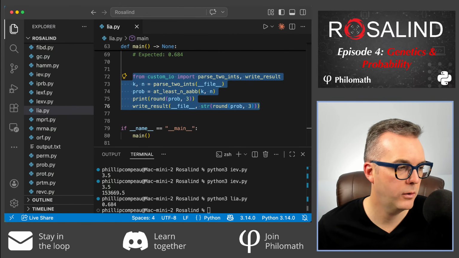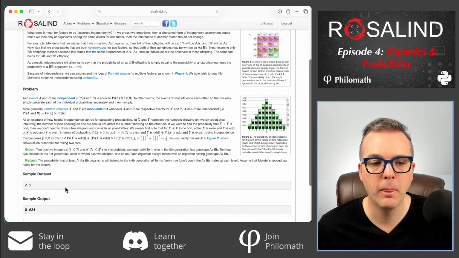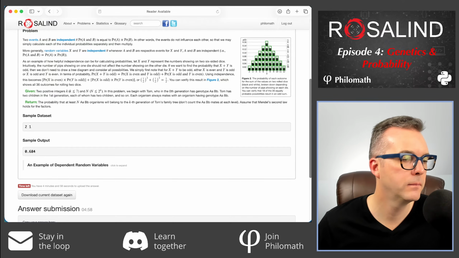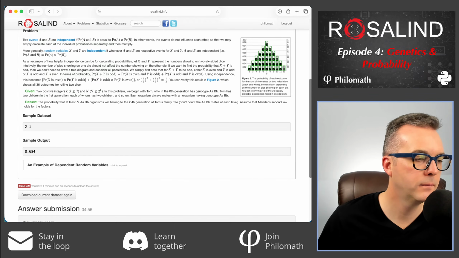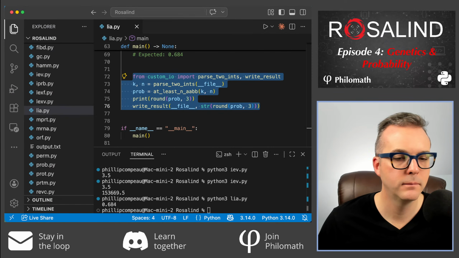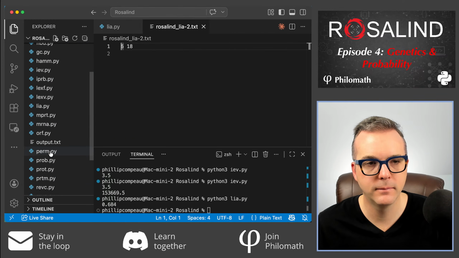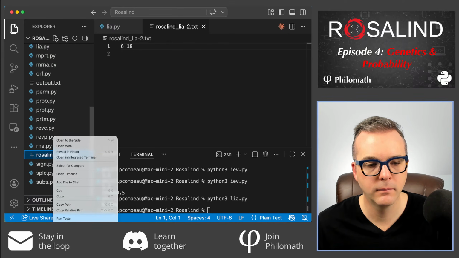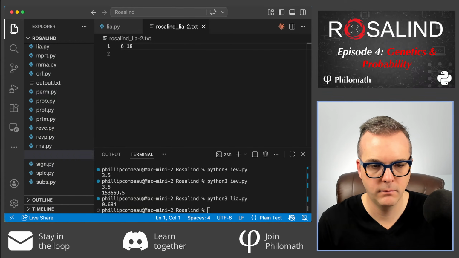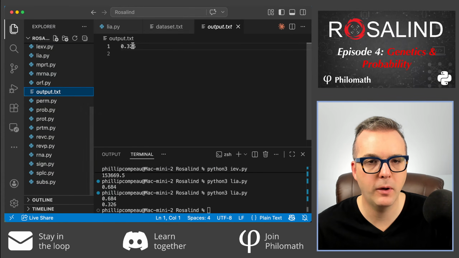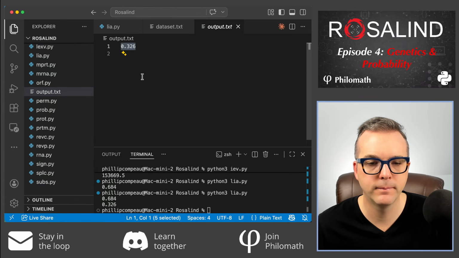For parsing, go to our platform, download a data set. Take that data set, make it dataset.txt. And run again, and that should give us some output. So the output here is 0.326.